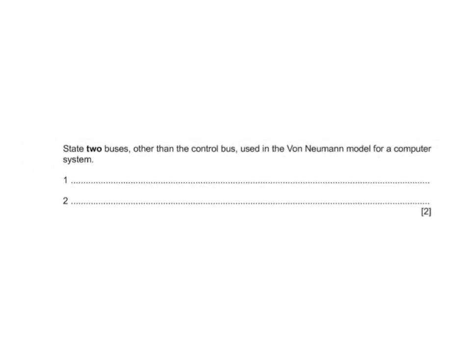Let's see, state 2 buses other than the control bus using the von Neumann system. Alright, great. We've already covered that one as well. Nice, straightforward. There we go. 1.32 covered very, really well with great handwriting. I'm sure you'll agree.